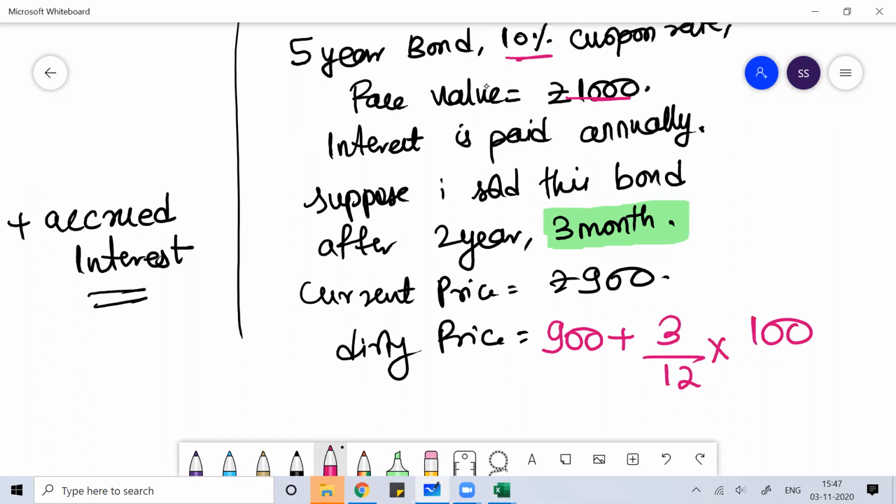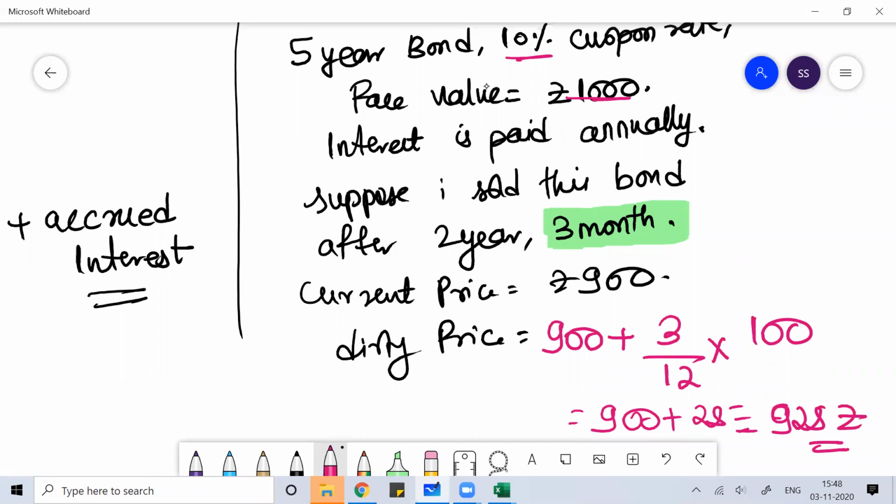Are you getting me? That is called accrued interest. So the dirty price for this would be 900 plus 25, so 925 rupees. So 25 rupees extra the other person has to give to this person. Why? Because this person has continued the investment for an additional 3 months after 2 years.